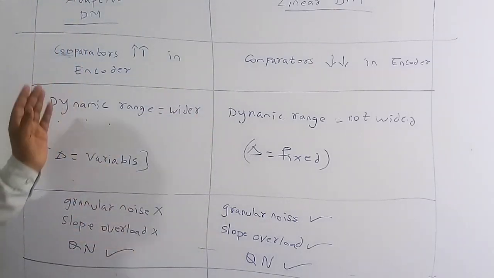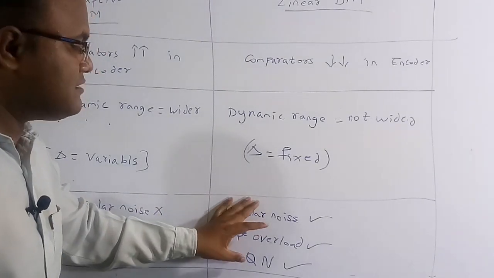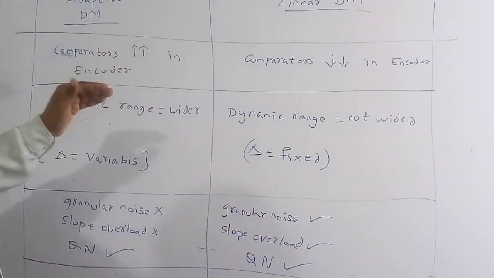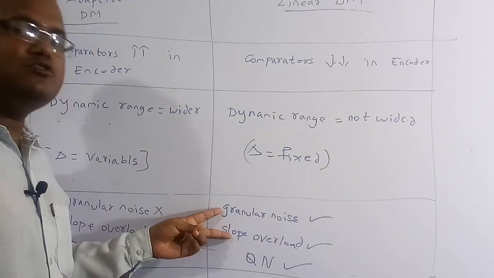Now, when compared to adaptive delta modulation, because of these disadvantages of linear delta modulation, we go for the adaptive delta modulation. Therefore here we are going to remove these two noises.